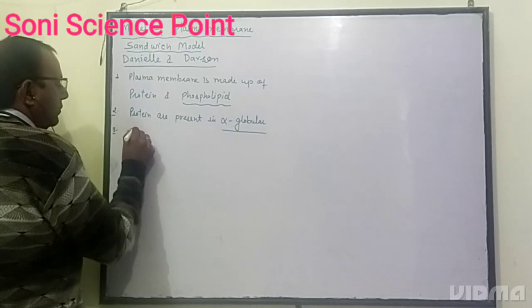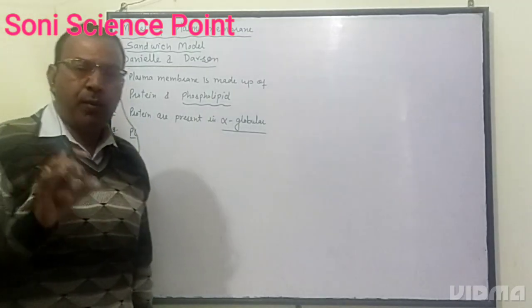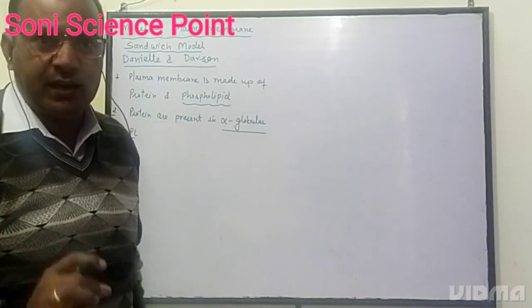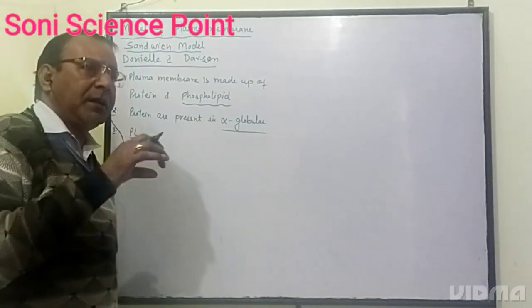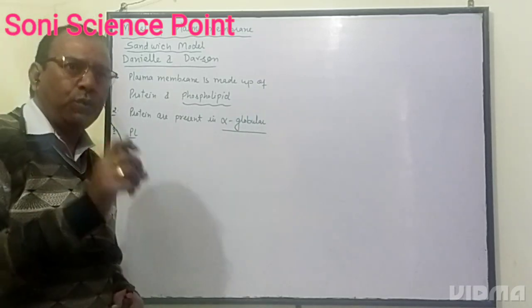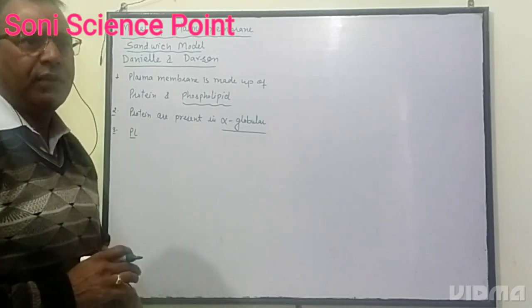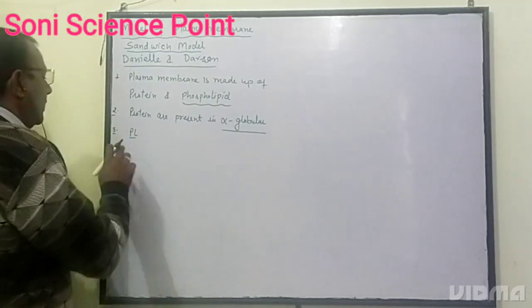Phospholipid is a part which is made up of diglyceride. What is diglyceride? It means a head. It contains a glycerol head and two fatty chains attached with the glycerol head. That is called phospholipid diglyceride.